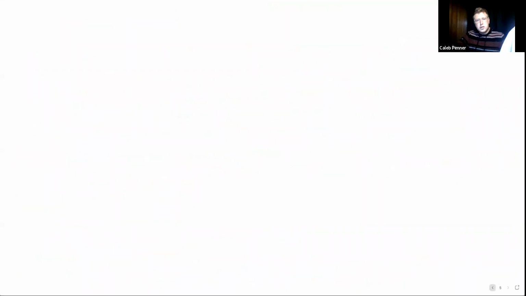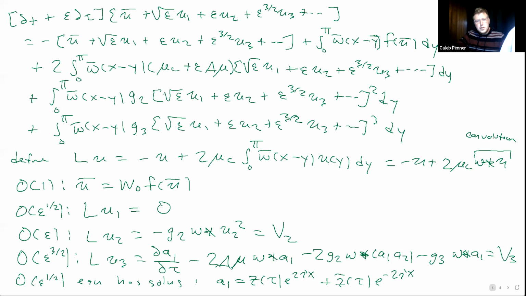In the order epsilon equation, is it supposed to be a U1 squared or a U2 squared on the right-hand side? Yeah, that should be a U1, thanks. Yeah, because that should only depend on the lower order stuff. Okay. Yeah, thanks.